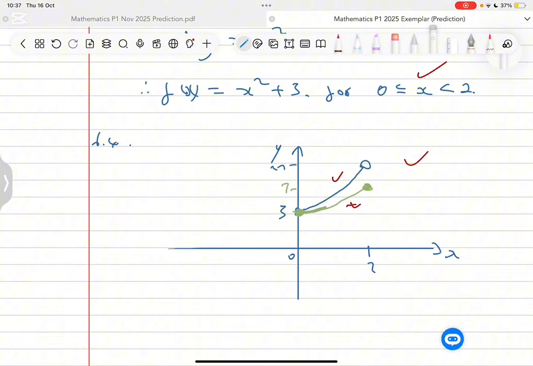Very simple question, I think, this one. It requires you to have knowledge of inverses and also how to restrict graphs. Be comfortable with playing around with that.